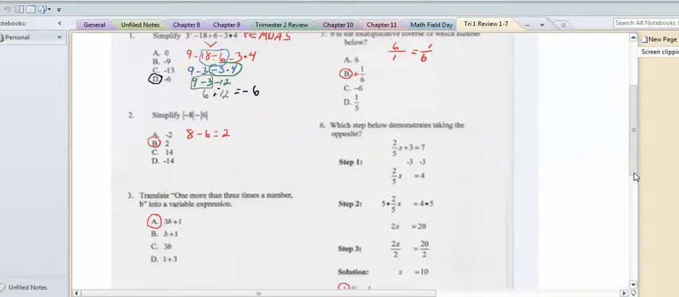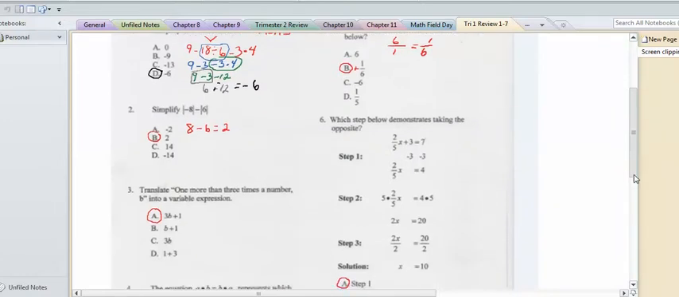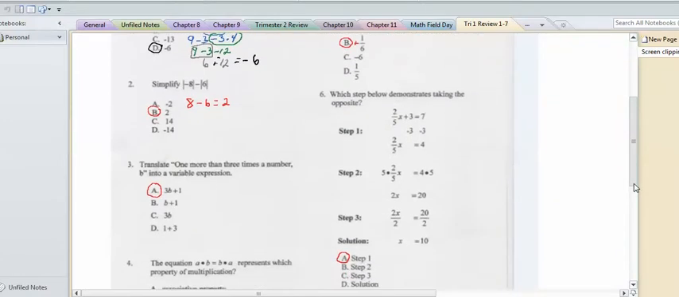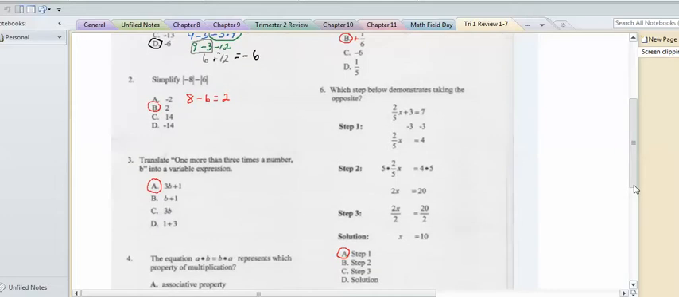absolute value is always positive, so you just subtract. 1 more than 3 times a number. 3 times a number is like 3 times b plus 1.